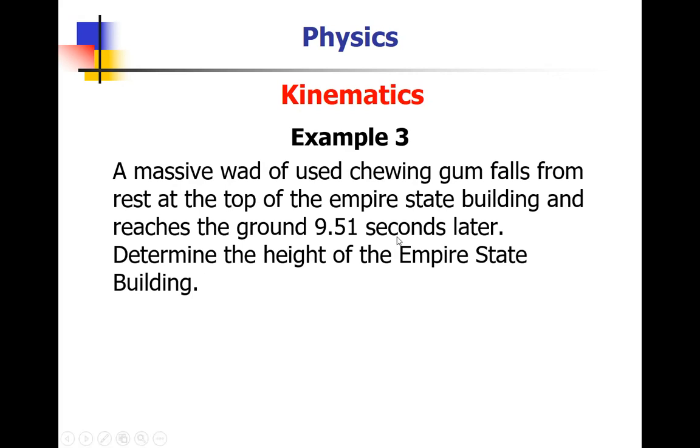Well, how rude. Someone with used chewing gum on the Empire State Building would lean into the fence and spit the gum off of the Empire State Building with a stopwatch to see how long it falls. And that's a long time to fall.